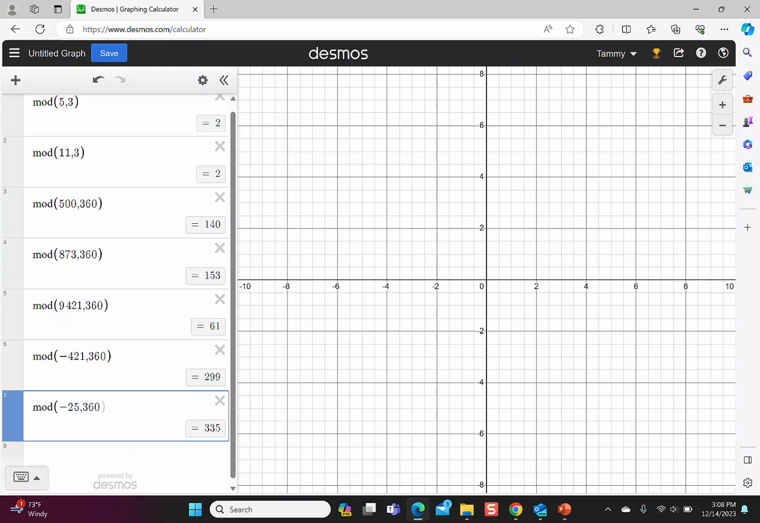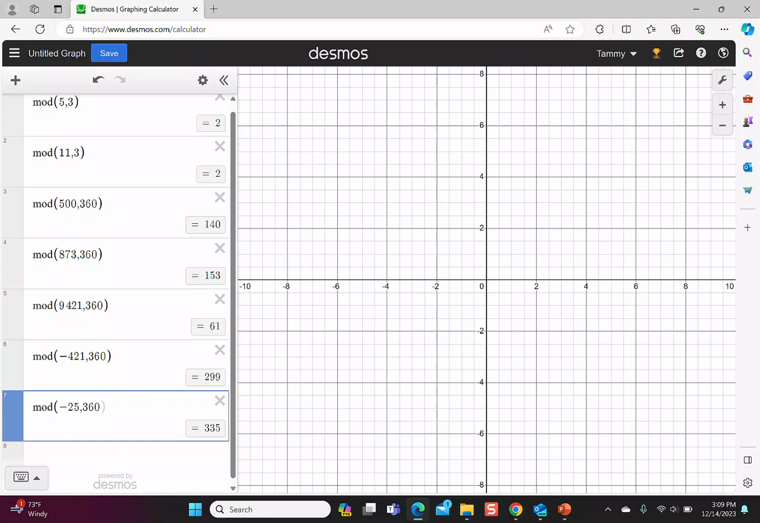When we get this 335, remember a negative angle means we're going to start in the 4th quadrant. Using the mod, it flips the angle around and it makes it positive. So this time we'll start in the 1st quadrant and move to wherever the terminal angle is going to be. So in our previous example of the mod of negative 421, we know we started in the 4th quadrant, looped all the way around, and came back to the 4th quadrant to stop, which is how we got the 299.